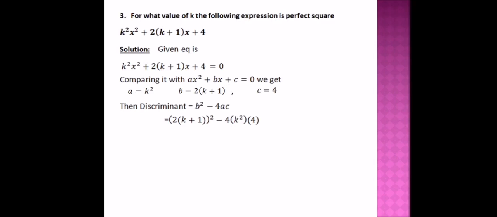As I have told you earlier that we are going to find out the value of k, so it must be equal to an appropriate number. So b square minus 4ac is equal to 0 means the expression now for b square minus 4ac is this one, that is 2 into (k plus 1) whole square minus 4 into k square into 4.